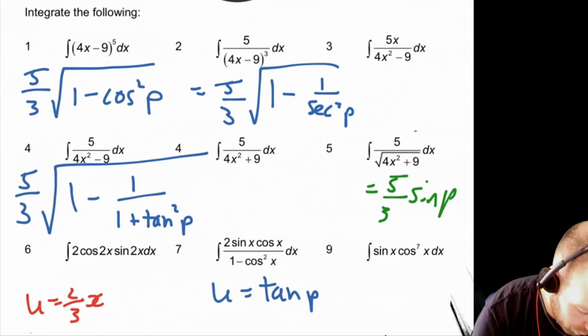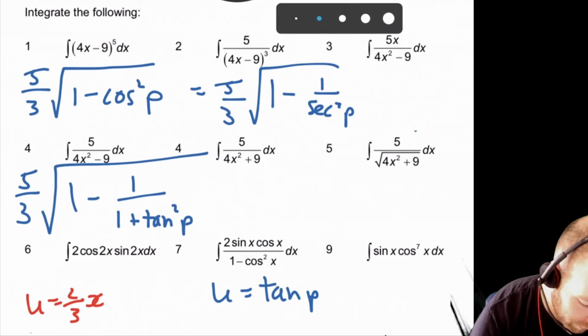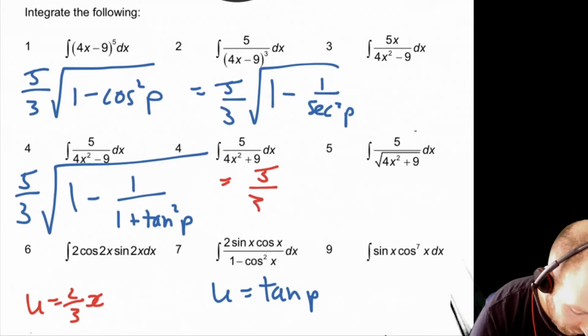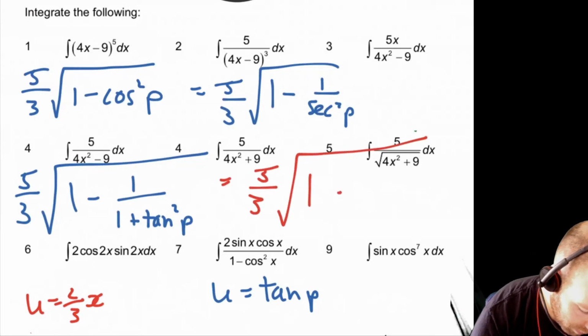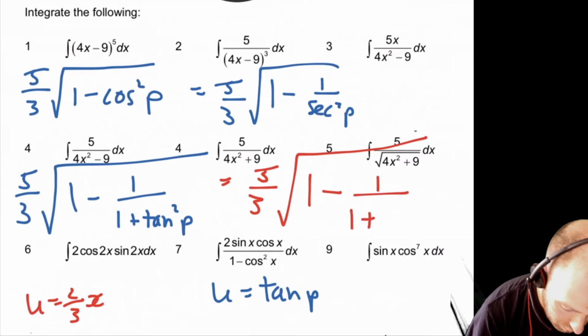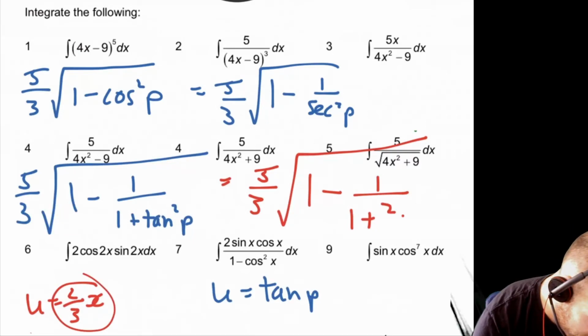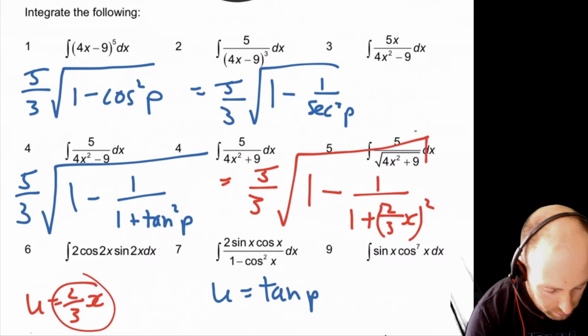Yeah, these would never come up. These are disgusting. I think there's probably a further maths method that makes these a lot easier. 5/3 square root 1 minus 1 over 1 plus tan squared is going to be u squared, and u is 2/3 x, so we're going to get 1 plus 2 over 3 x all squared.